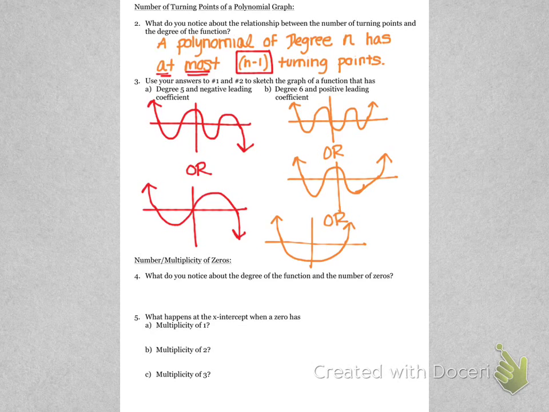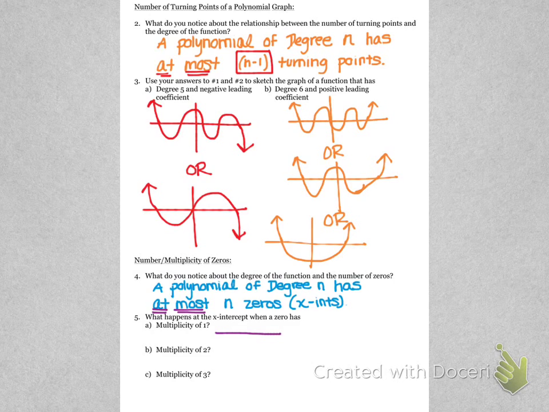Now we're going to talk about the number of zeros and multiplicity. So, what do you notice about a degree of the function and the number of zeros? A polynomial of degree n has, at most, n zeros, or x-intercepts. So now we're going to talk about what is happening at the x-intercept.